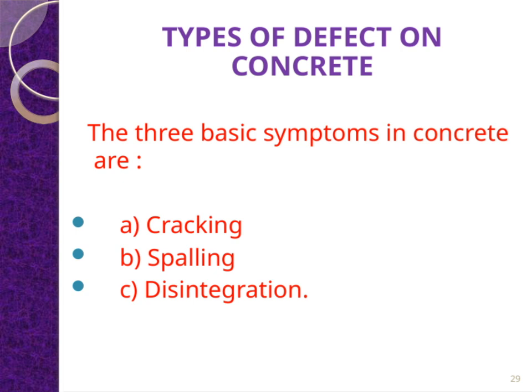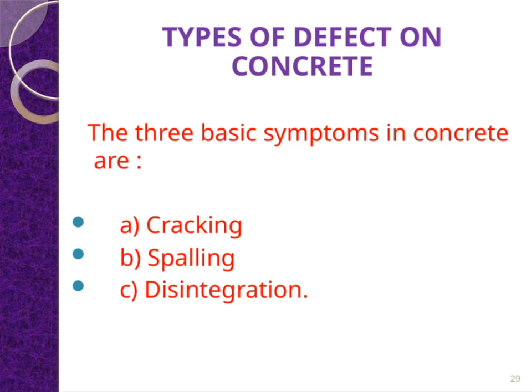This often results from freeze-thaw cycles, corrosion of reinforcement, or poor mixing. Spalling not only affects the appearance, but also the durability of the structure. Finally, we have disintegration, which is the complete breakdown of the concrete material. This is usually a sign of severe deterioration, often caused by chemical attacks or long-term exposure to aggressive environments. These symptoms are key indicators of concrete defects and help us assess the health and safety of the structure.